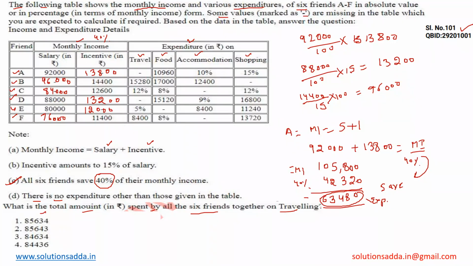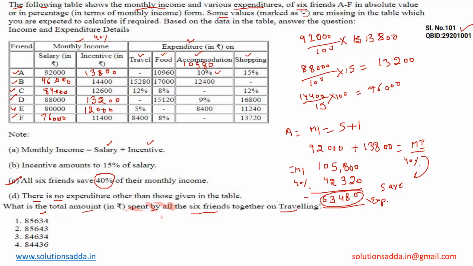By observing this, we may find that person A spends 10% of monthly income on accommodation and 15% of monthly income on shopping, and the exact amount person A spends on food is given in the table. How can we calculate this traveling amount? Very simple. First, find the 10% of the monthly income. It would be around 10,580.